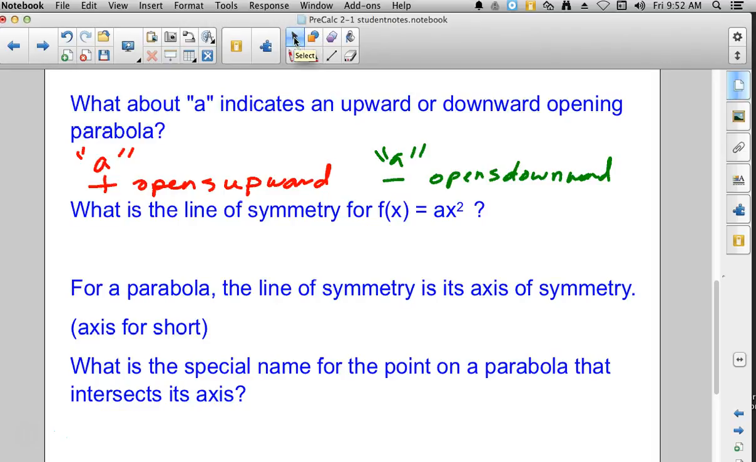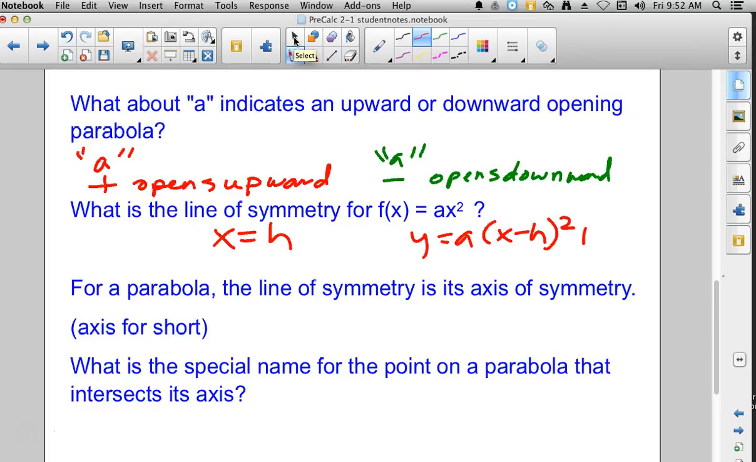Axis of symmetry. What's the equation always going to be? X equals H. X equals H. Now, where the heck is the H coming from? Well, from this. That's the vertex form that we have for the axis of symmetry.